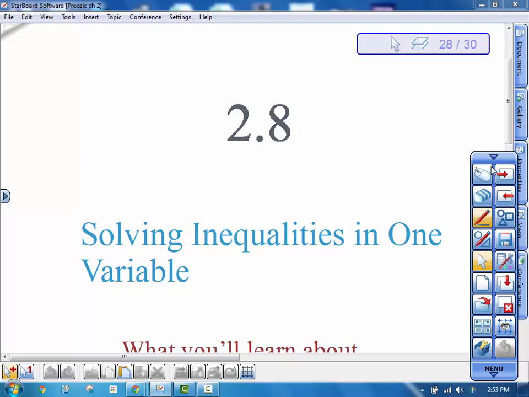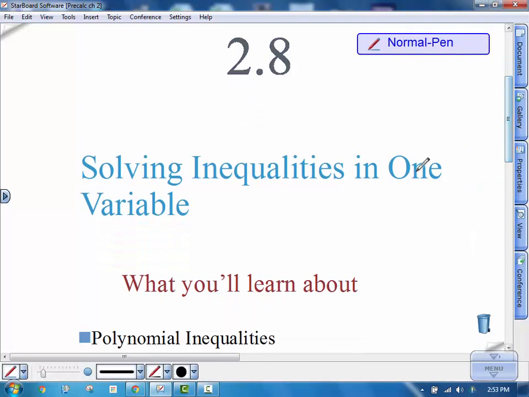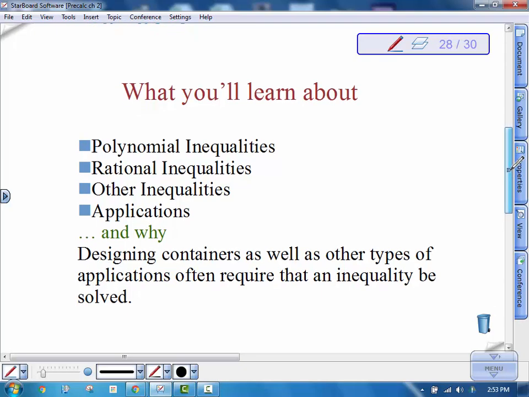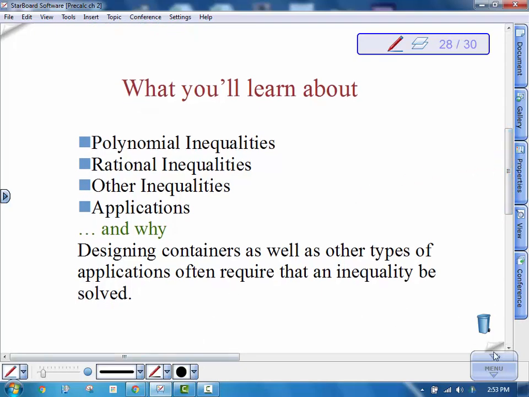Okay, the next section is 2.8. We're going to talk about solving inequalities now in one variable. So we'll do polynomial inequalities, some rational inequalities, and other types like square root. And we'll do some application hopefully as well.